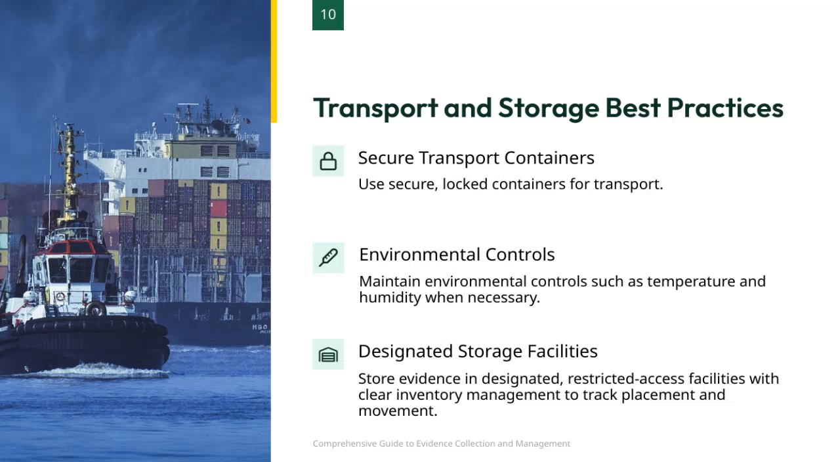When transporting evidence, it's crucial to use secure, locked containers to ensure nothing is lost or tampered with during transit. Next, maintaining environmental controls like temperature and humidity is essential, especially for sensitive materials that could degrade if conditions aren't monitored. Finally, evidence should be stored in designated facilities that have restricted access. These facilities must have clear inventory management systems in place, so we can always track exactly where each piece of evidence is and when it moves. Keeping these best practices in mind helps maintain the integrity and reliability of the evidence throughout the process.